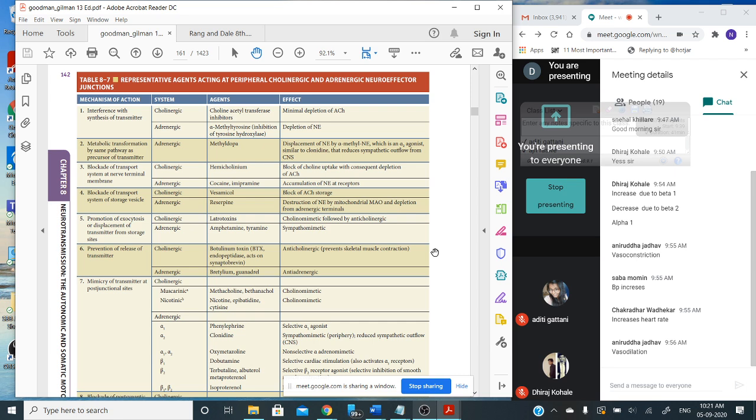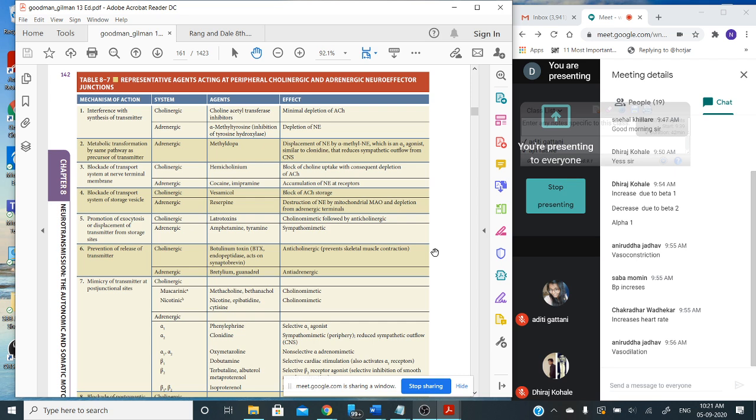As it is acting as an alpha 2 agonist, it will cause a decrease in the release of adrenaline, and thus it will act as an anti-adrenergic or adrenolytic agent. So it will reduce the sympathetic outflow from the CNS.